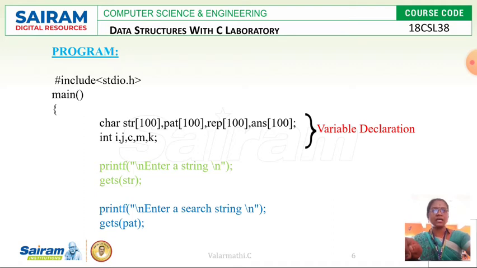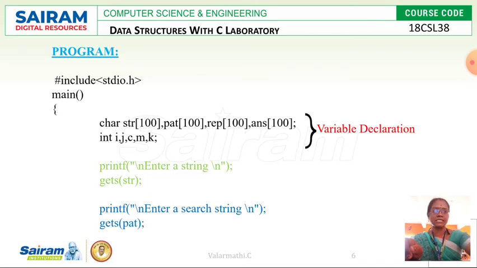Then int i, j, c, m, k. These are the local variables required for this task, declared before starting the program. Next, after the variable declaration, the first task is to get the input string. So what is the first input string?